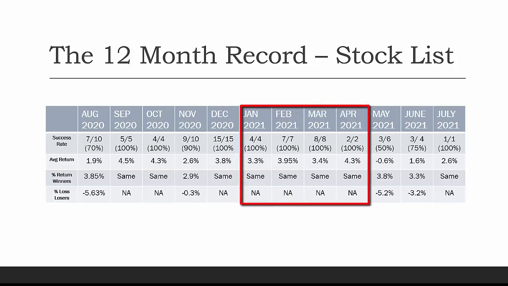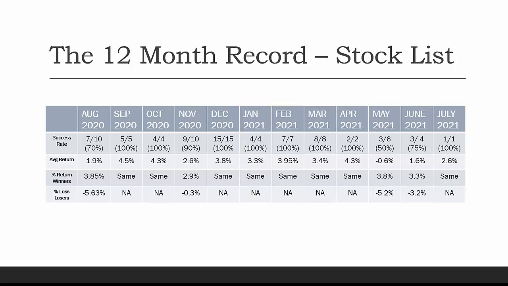January, February, March, and April, 4 out of 4, 7 out of 7, 8 out of 8, 2 out of 2, 100% success rate. All were profitable either to the max profit or to above break even, respectively, to the tune of 3.3% average return in January, 3.95% in February, 3.4% in March, and 4.3% in April. In May, only a 50% success rate, average loss of 0.6%, only 3.8% return on the winners average, and the loss on the losers was minus 5.2%.